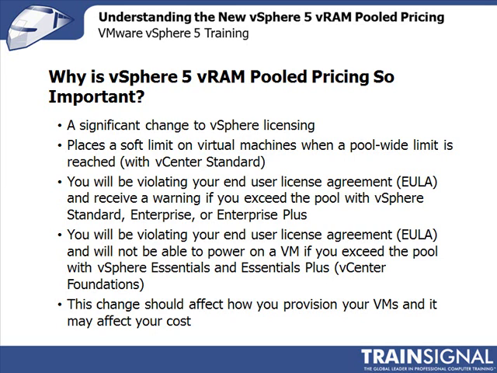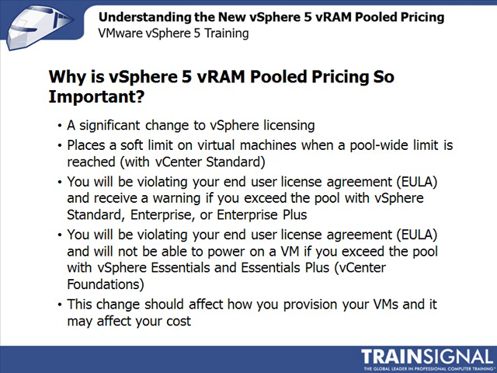What it does is it places a soft limit on the virtual machines when a pool-wide limit is reached with vSphere Standard. What vRAM pooled pricing does is it gives you a vRAM entitlement for every license of vSphere that you purchase. All those vRAM entitlements are pooled together into one big pool. And then every virtual machine that you power on, the configured vRAM on that virtual machine is subtracted from that pool. If you run out of vRAM from that pool, you're actually violating your end user license agreement.